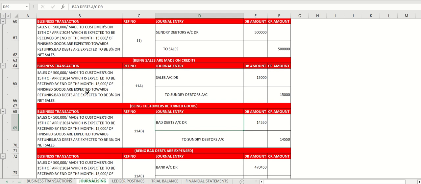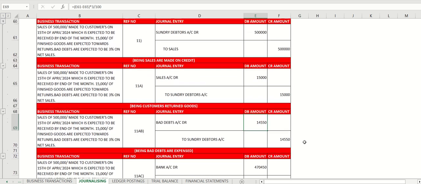It is clearly stated the bad debt would be 3% on net sales, right? So net sales means from the total sales we need to adjust our returns, and whatever the balance would be there, we will call it net sales. On that net sales the bad debts would be 3%, right? See, if you take a look, I am considering my total sales from which I am adjusting my returns. Whatever the balance would be, I am computing 3% on that one. So my bad debt would be 14,550.